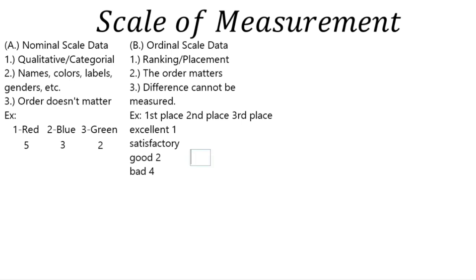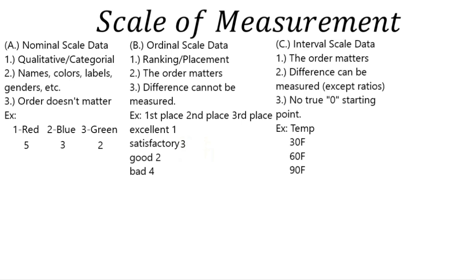You cannot measure the difference in skills, right? You cannot take the difference between excellent and satisfactory. Now let's talk about interval scale data. In the interval scale data, the order matters. The difference can be measured, except the ratios, and it does not have a true zero starting point.